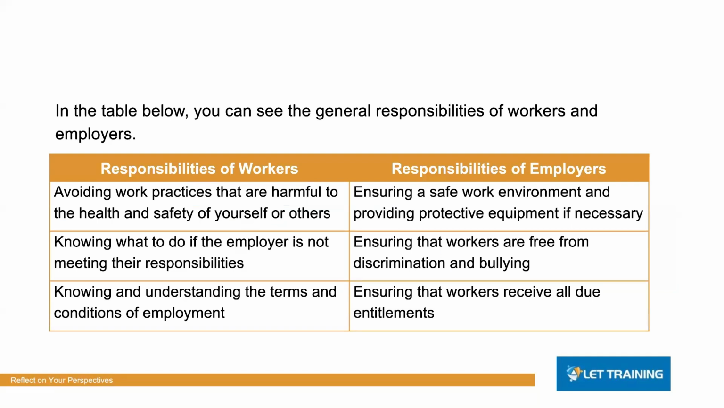In the table below, you can see the general responsibilities of workers and employers. Responsibilities of workers: avoiding work practices that are harmful to the health and safety of yourself or others, knowing what to do if the employer is not meeting their responsibilities, and knowing and understanding the terms and conditions of employment. Responsibilities of employers: ensuring a safe work environment and providing protective equipment if necessary, ensuring that workers are free from discrimination and bullying, ensuring that workers receive all due entitlements.